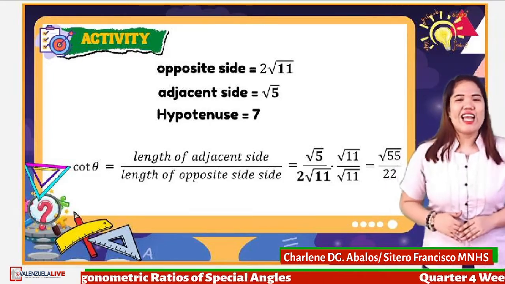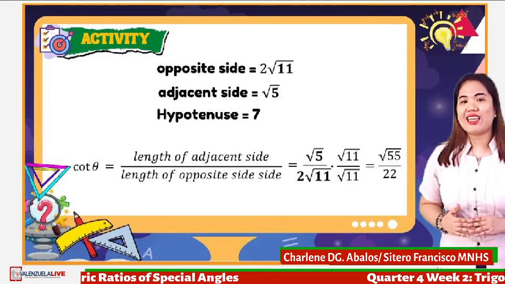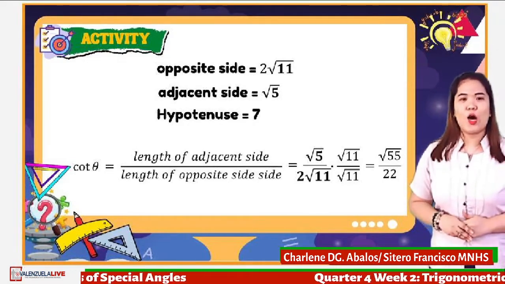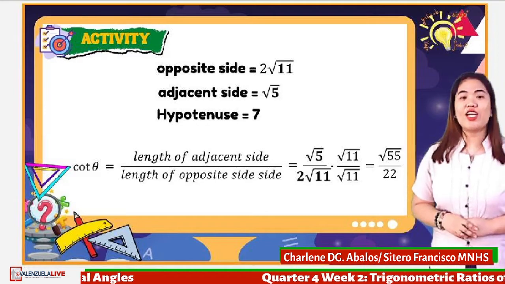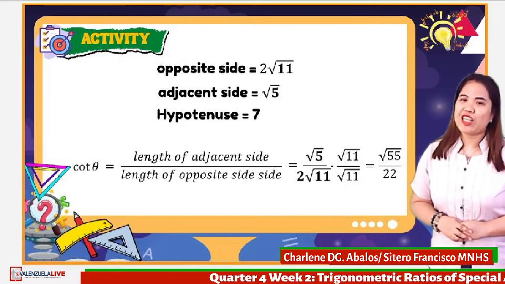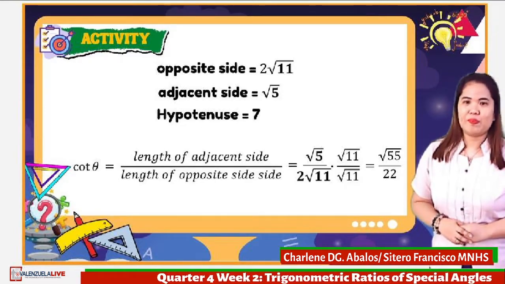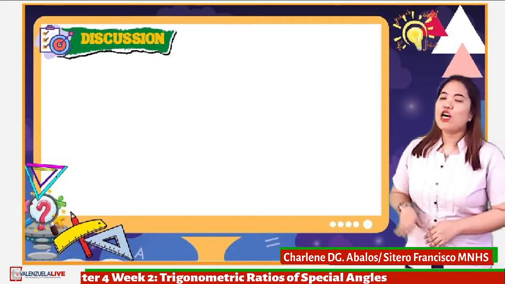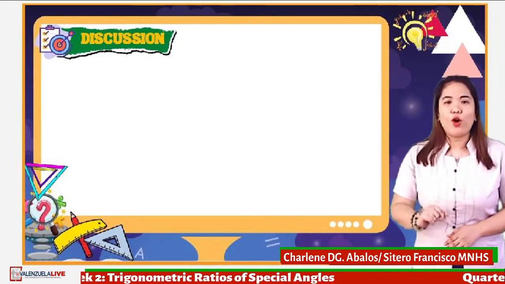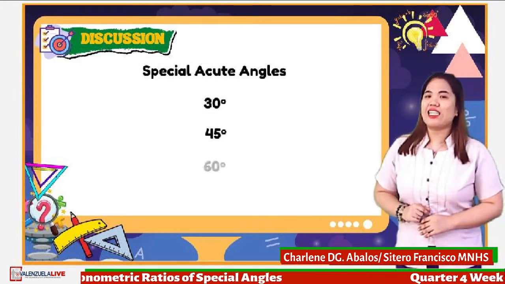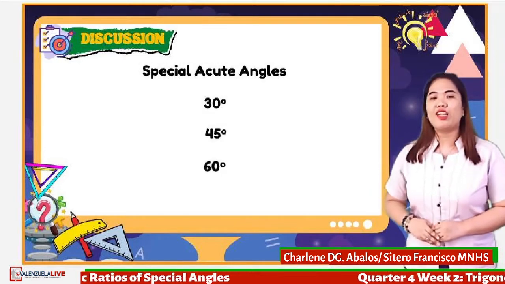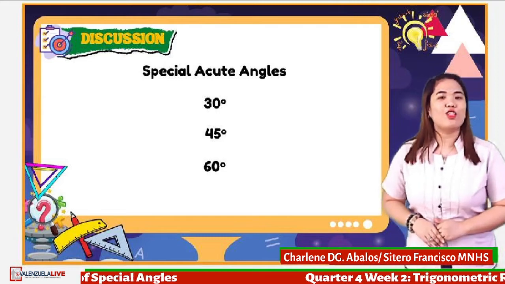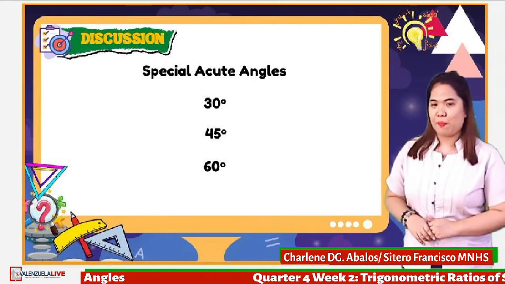Perfect. Now that you already know how to get the sixth trigonometric ratio, let's discuss the trigonometric ratio of special angles. These special acute angles are 30 degrees, 45 degrees, and 60 degrees, which I believe we already discussed last quarter under special right triangle theorem.